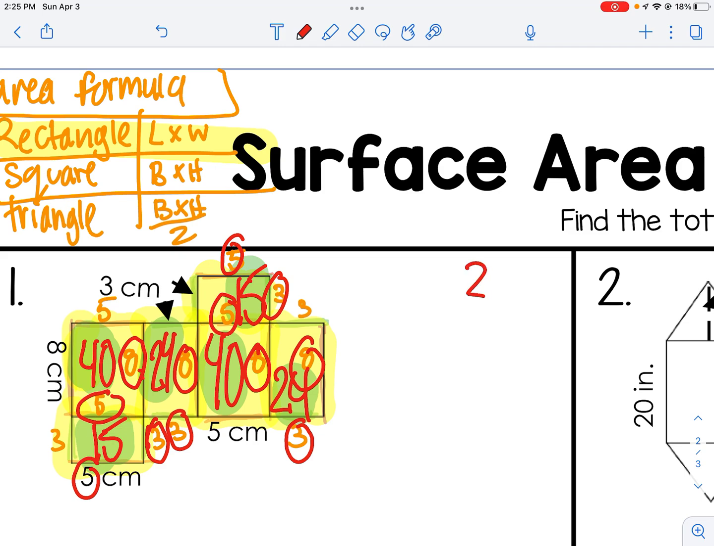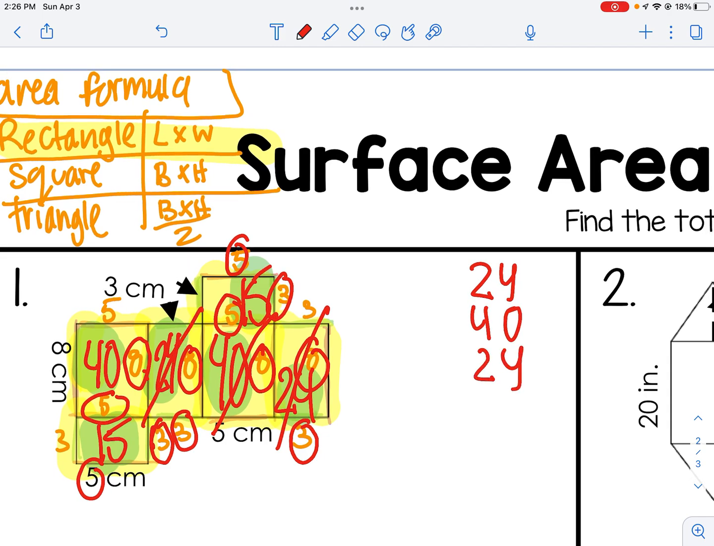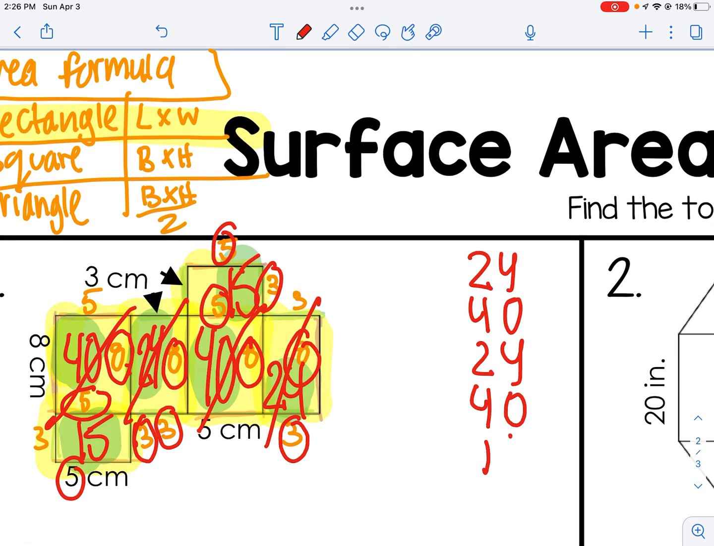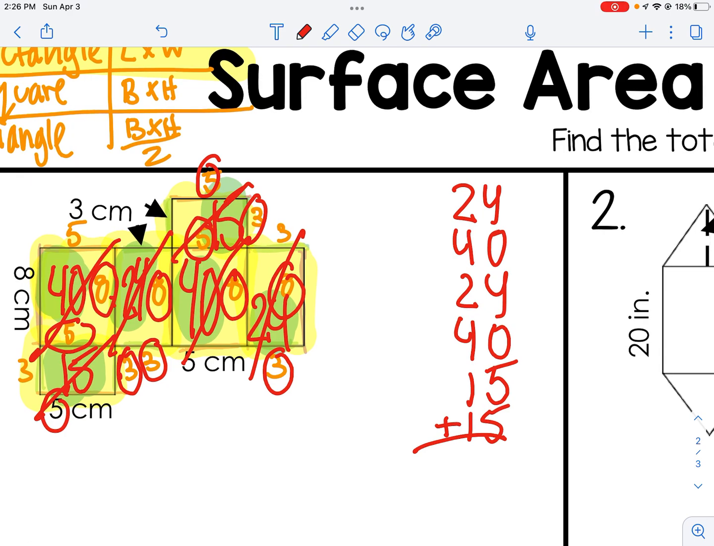Okay, so I got 24. I'm going to cross it off because I already wrote it. 40, cross it off. 24 again, cross it off. 40, cross it off. 15 and 15. Okay, add them together. 4 plus 0 is 4, 5, 6, 7, 8, 18. Carry the 1. 1, 2, 3, 4, 5, 6, 7, 8, 9, 10, 11, 12, 13, 14, 15. Okay, so I got 158 centimeters.